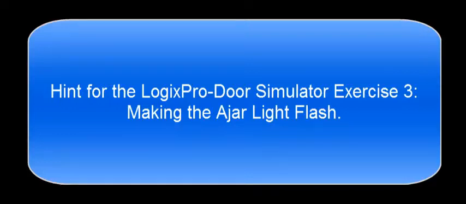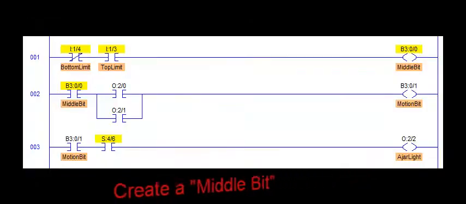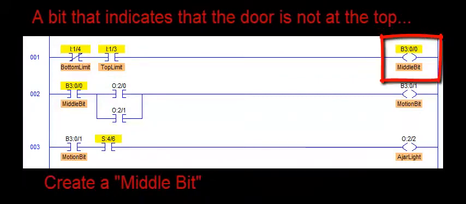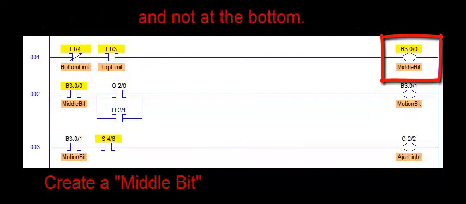Hint for the LogixPro door simulator exercise number 3, making the Ajar light flash. Create a middle bit, a bit that indicates that the door is not at the top and it's not at the bottom.